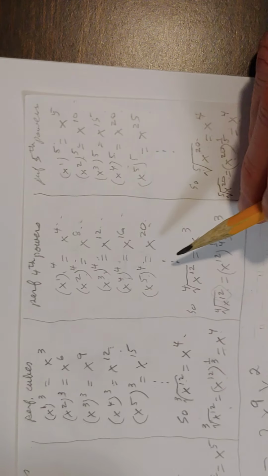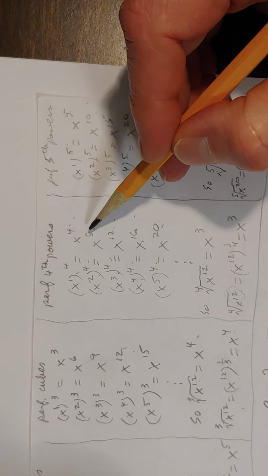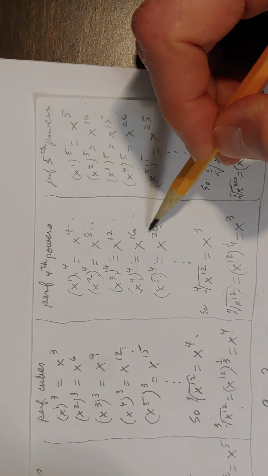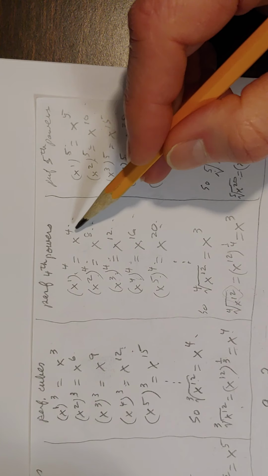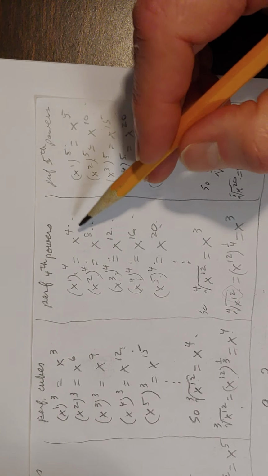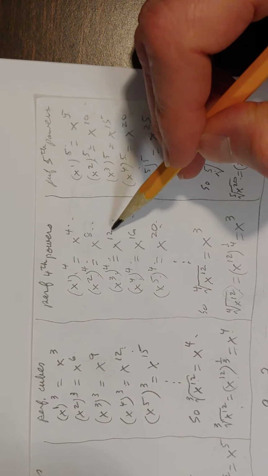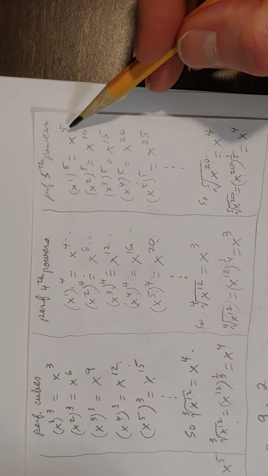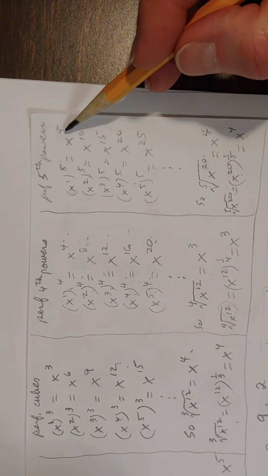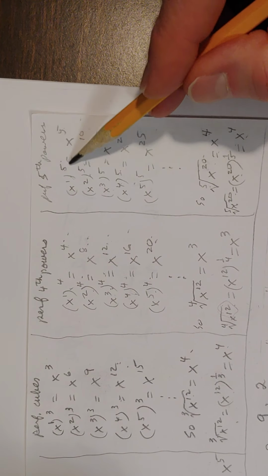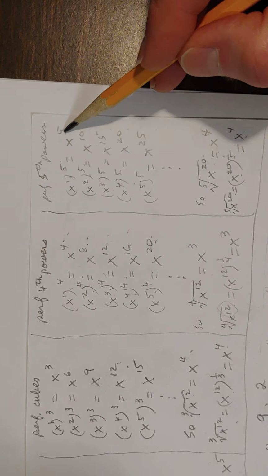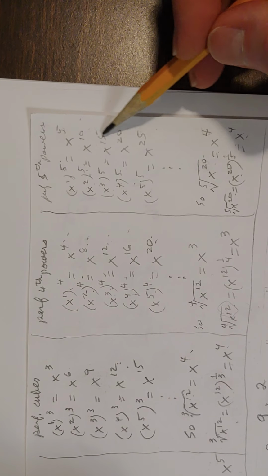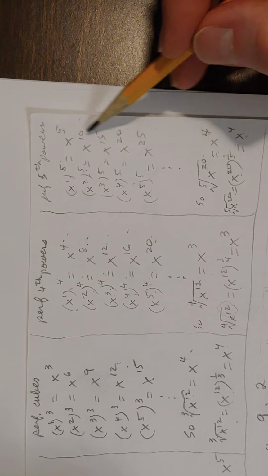Similarly, for 4th powers, notice the exponents are divisible by 4. They're multiples of 4: 4, 8, 12, etc. Those are perfect 4th powers. 5th powers involving variables: x to the first power to the 5th has an exponent of 5, x squared to the 5th, you multiply the exponents, you get x to the 10th. So the exponents are multiples of 5.